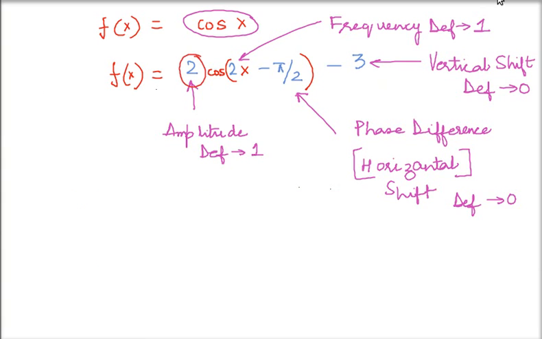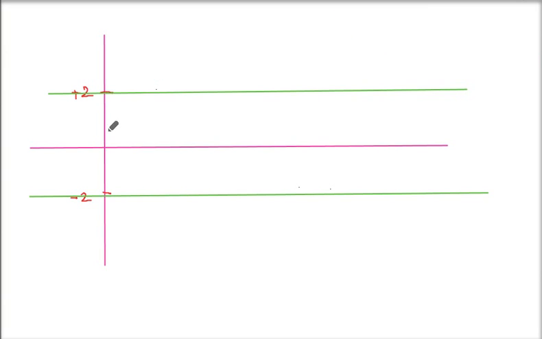However, we also have a vertical shift which is -3. So this graph is going to move down 3. So if this was 0 earlier, this would now be -3. You can subtract 3 here and here. So this becomes -5, this becomes -1, and this becomes -3.